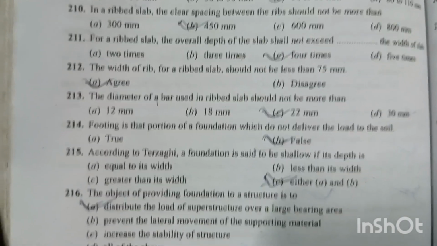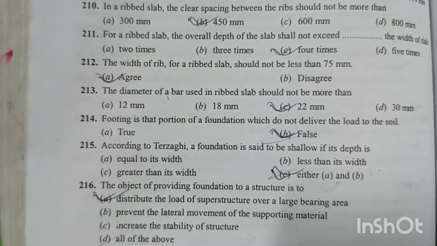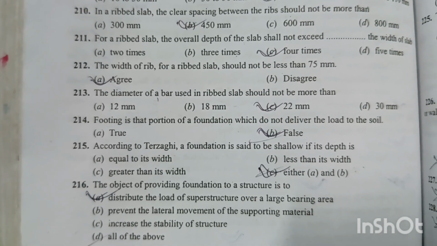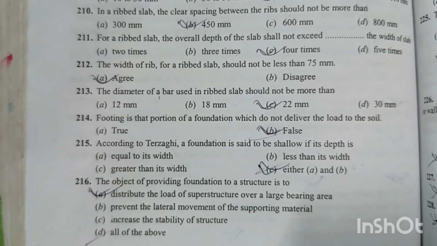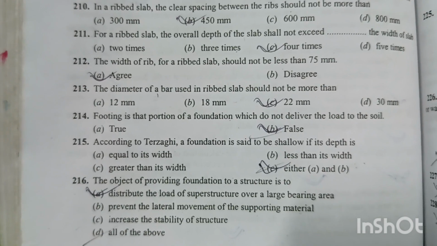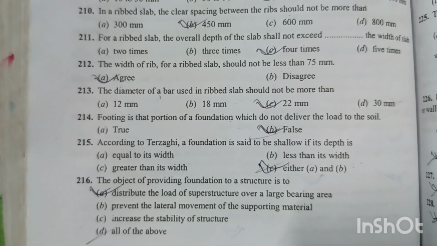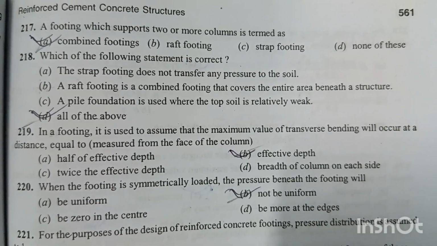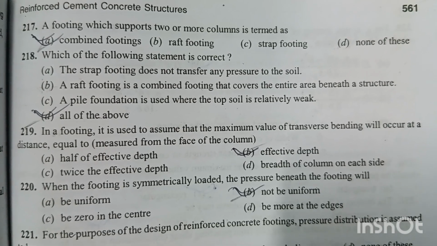Question number 216. The object of providing foundation to a structure is to, option A, distribute the load of the superstructure over a larger bearing area, right. Option B, prevent lateral movement of the supporting material, right. Option C, increase the stability of the structure, right. Option D is the right answer, all of the above. Question number 217. A footing which supports 2 or more columns is termed as combined footing. Option A is right answer.